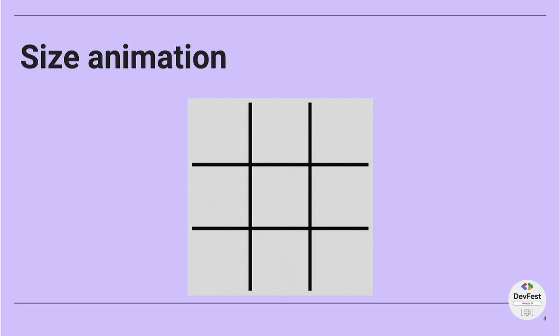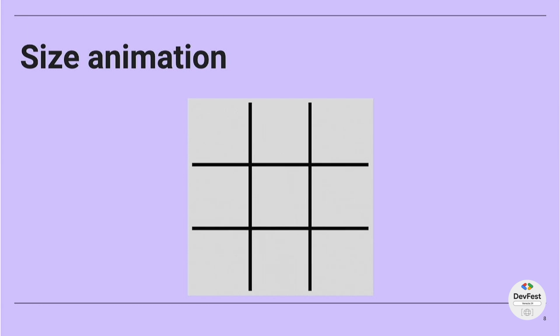First of all, there is no such component in Compose as a grid. So in reality, what we are rendering here are 4 rectangles, 2 vertical rectangles and 2 horizontal rectangles.